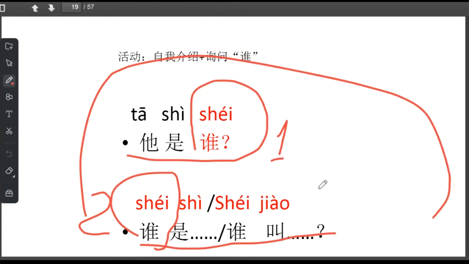Can you understand? A little bit clear? If you are not clear, it's okay, because we will have many practices and we still have homework.